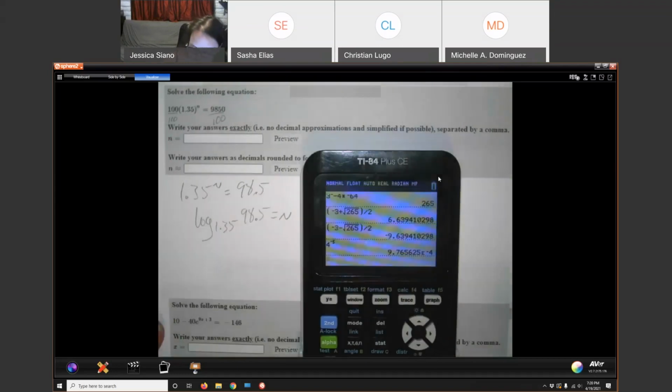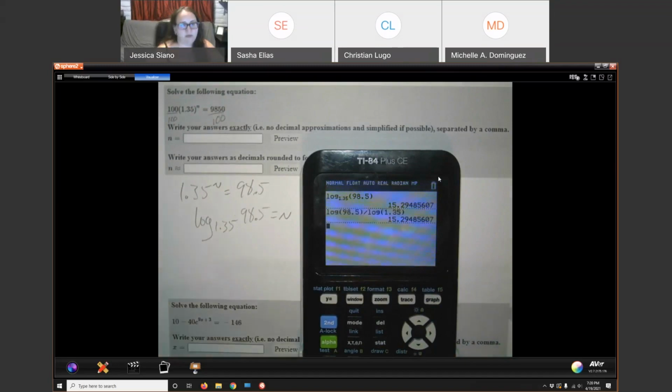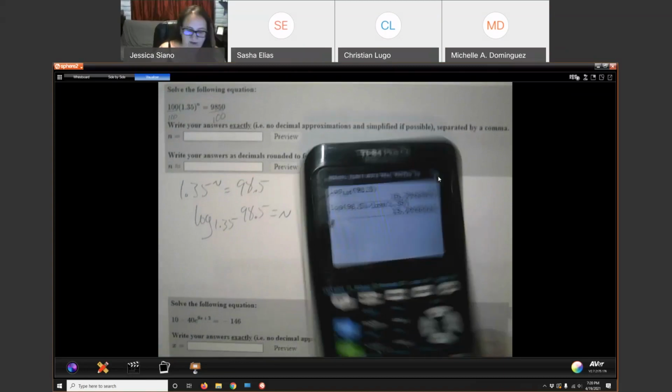Depending on what calculator we would have, we would go math, log base 1.35 of 98.5. Or if you have a TI-83, you would do the log of 98.5 divided by the log of 1.35. So notice how either way, you get the same answer. And that's going to be my rounded answer.